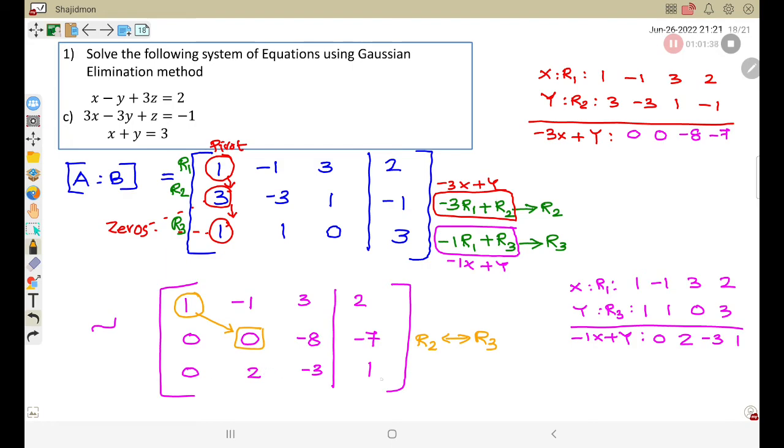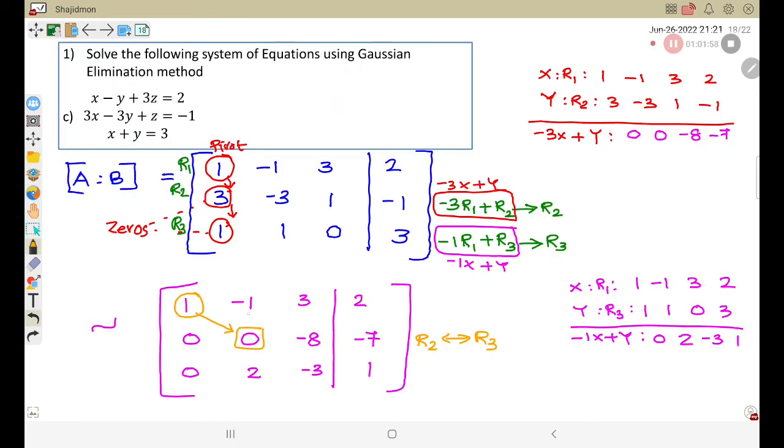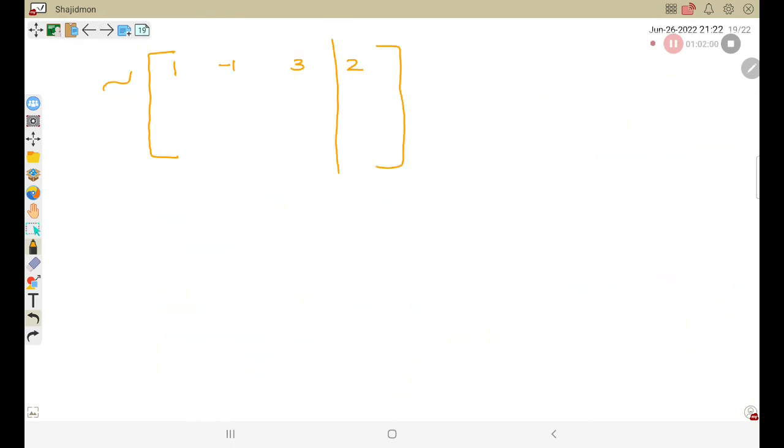So what you do, just interchange the second row and the third row. So this complete third row changes to second, complete second row changes into third one. So how to write that one? Equivalent matrix, first row no change, 1, minus 1, 3 and 2. Now third row, that means 0, 2, minus 3, 1. And second row write it as third, 0, 0, minus 8, minus 7.